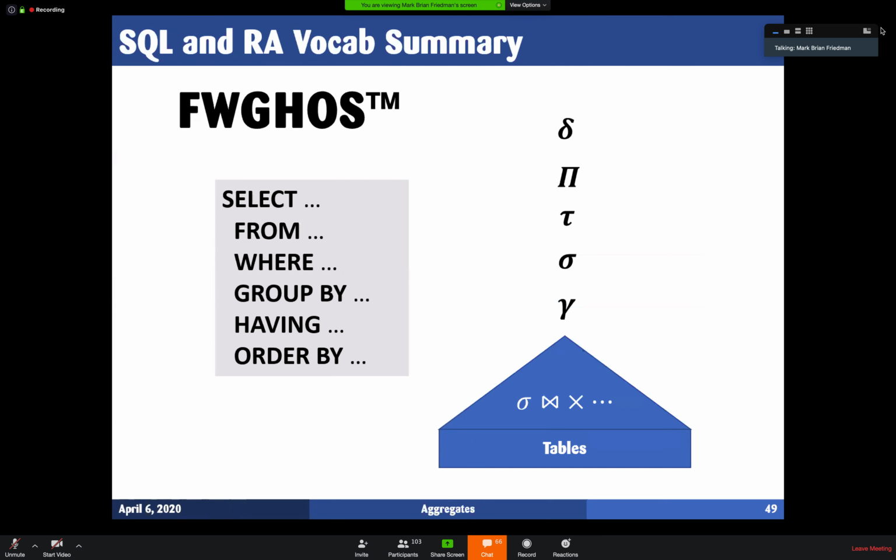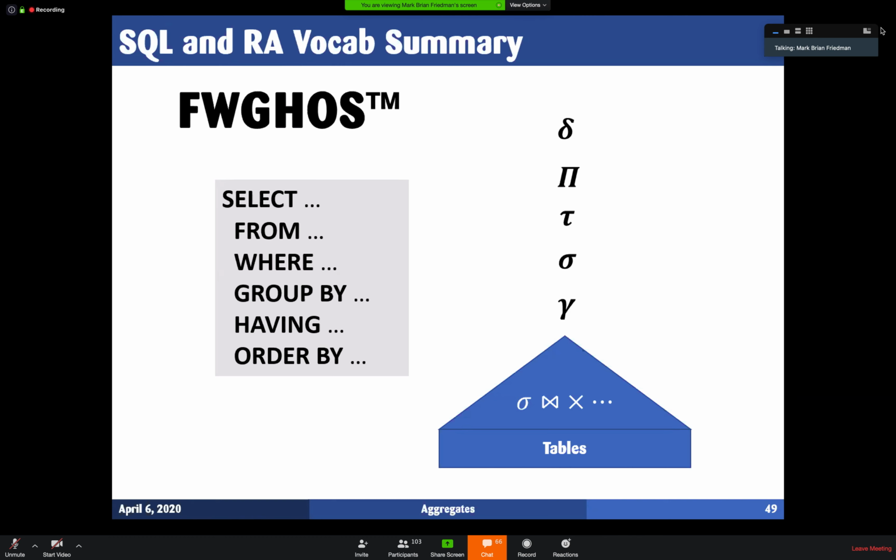This comes down to, and I think I'm going to finish up there and take a look at your questions, is this: FWGHOS. I don't know who trademarked this. If you look at the clauses in a SQL statement, select, from, where, group by, having, order by, they are processed in sequence: from, where, the grouping, the having, the order by, and finally the select. So that's the order in which they occur. And that's why you got the results that you got from executing various of those queries.